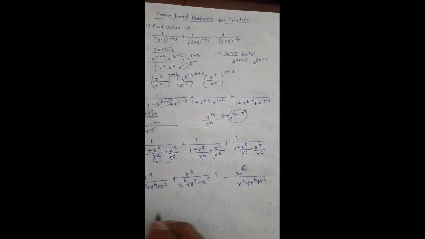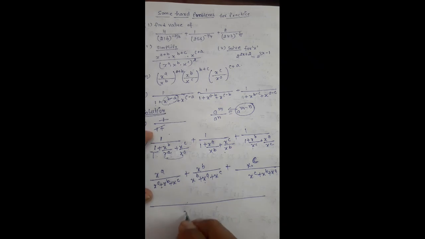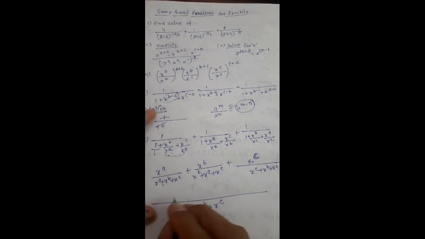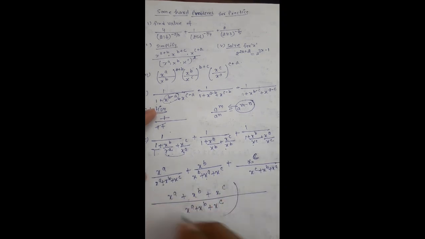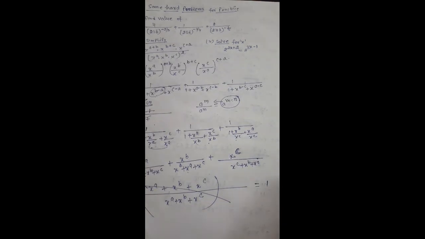So what you have observed from here is that every denominator has x to the power a plus x to the power b plus x to the power c, and in the numerator we also have x to the power a plus x to the power b plus x to the power c. So after solving, all will cancel out and your answer will be 1.